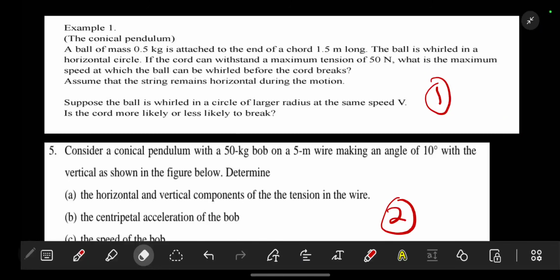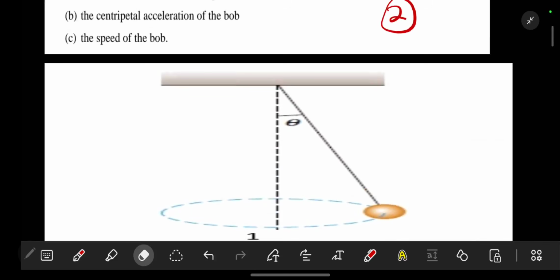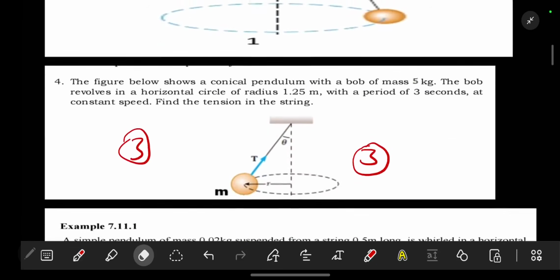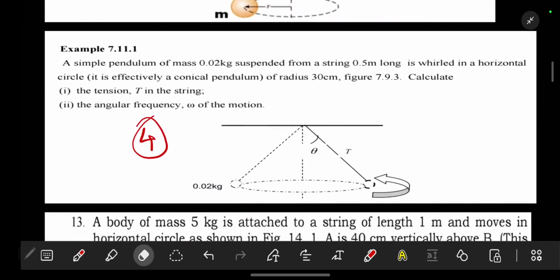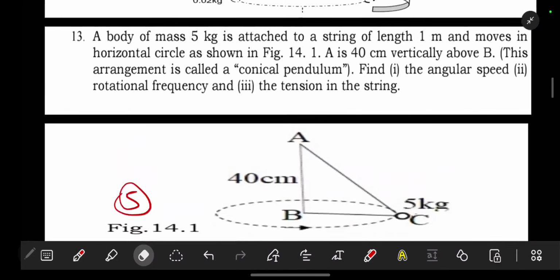So here today we are going to be looking at the introduction to circular motion. Mostly we are going to be looking at the conical pendulum. So this is a conical pendulum like that. We are going to solve all these problems to equip you for your test.